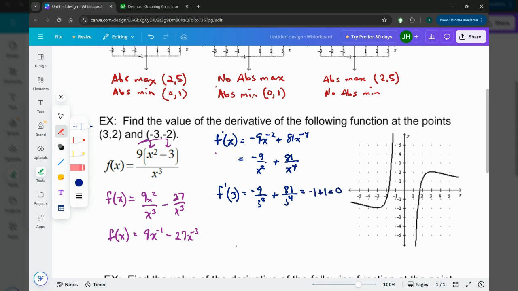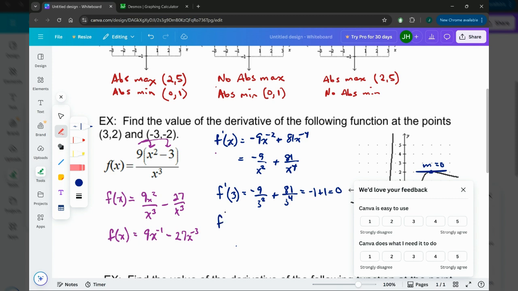The value here is 0. At the point 3, 2 right there, the value of the derivative is 0, which makes sense because it looks to me like there's a horizontal tangent line there. The slope is 0. The derivative is 0.